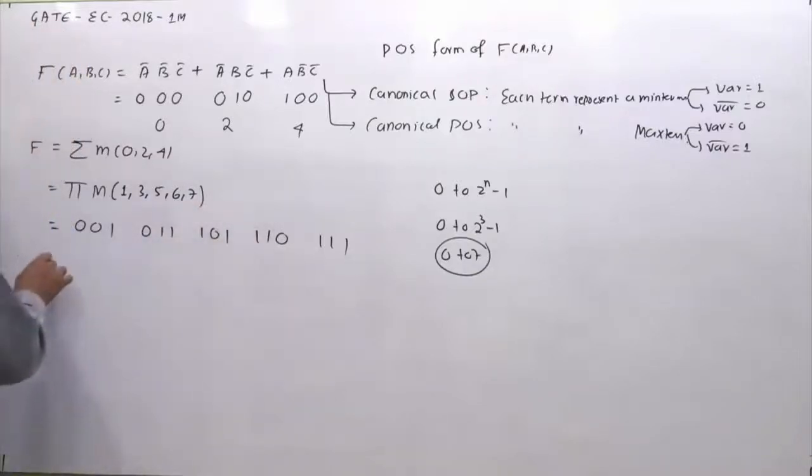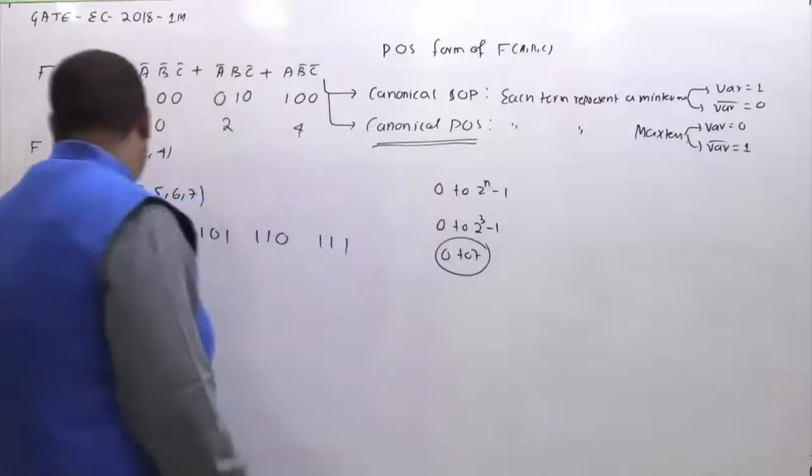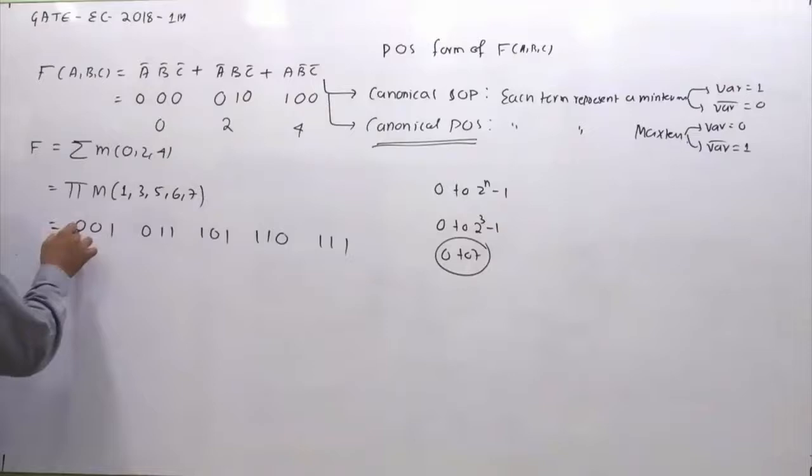So if I come to 0, 0, 1, note carefully that we are dealing with max terms, and max term means it should be in canonical POS. And here 0 is taken as variable, 1 is taken as variable bar. So 0 is taken as variable.